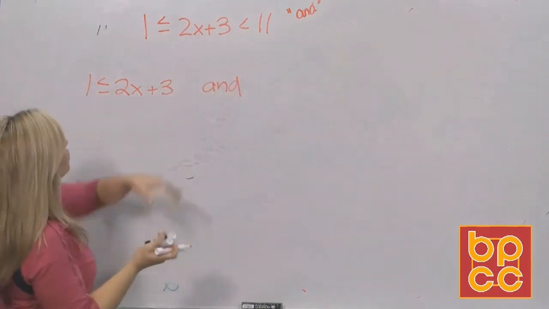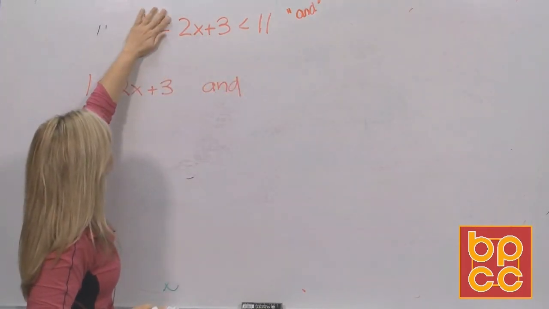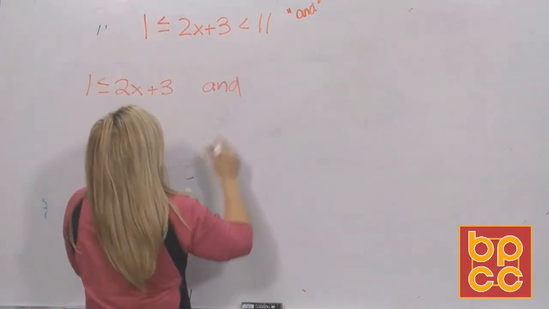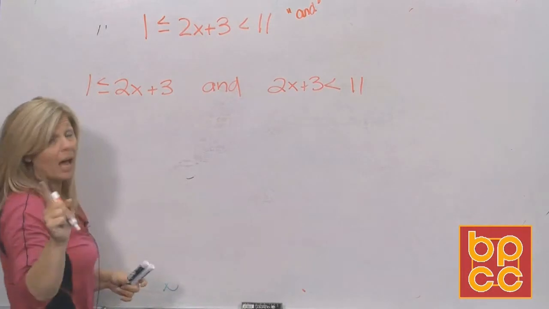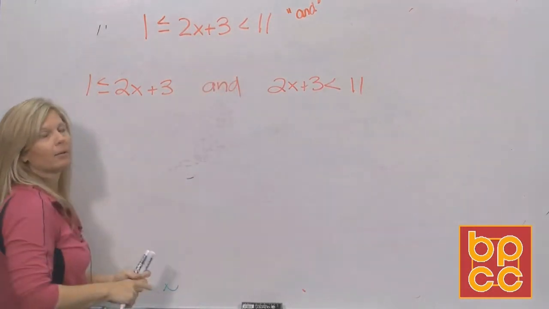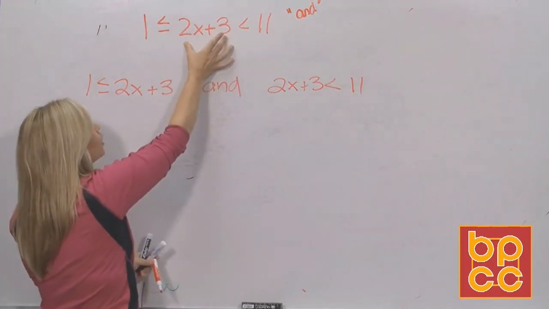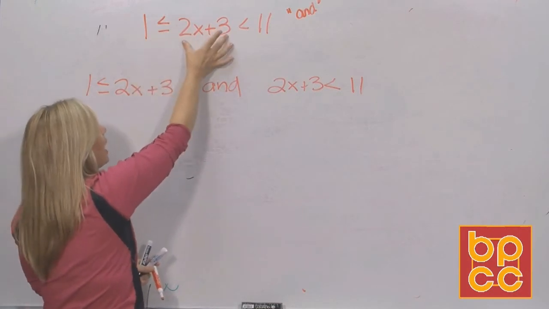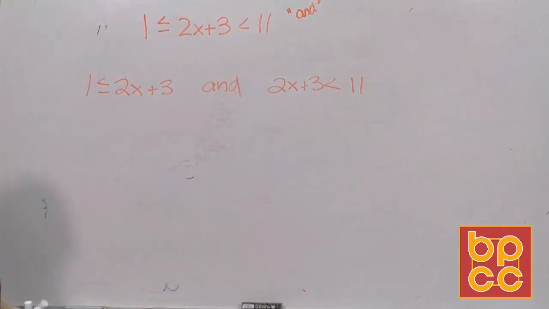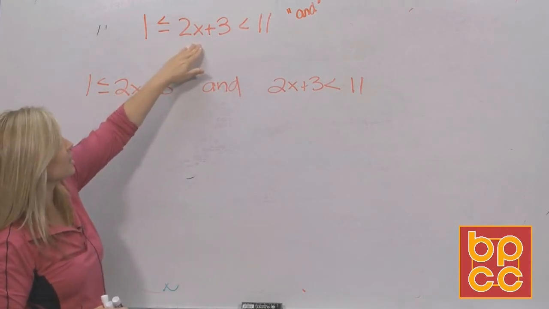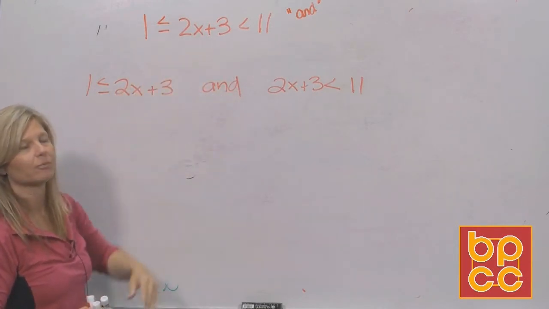And if you cover up that number, 2x plus 3 less than 11. Do not take what's in the middle and separate it. This in the middle goes to both the number 1 and the 2x plus 3 goes to the number 11. That's how you make the two inequalities. And because you don't see a connecting word, it's understood to be the word and.